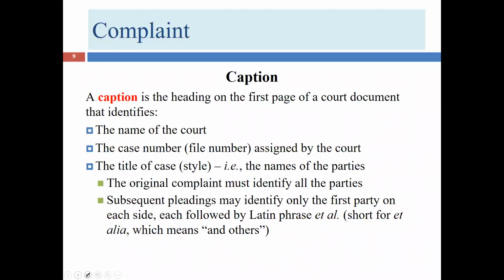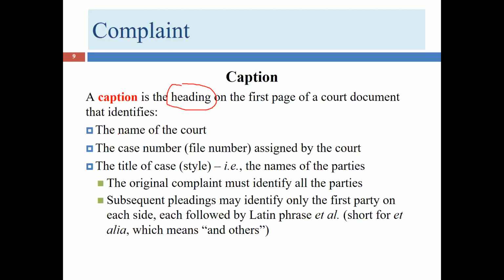Okay, well, let's talk about the caption. As I said before, it's the heading. It's kind of the name of the document, the title of the document. Title's not the right term for it, because we will have a title, but it is the identifier of this particular matter. And it has several parts.